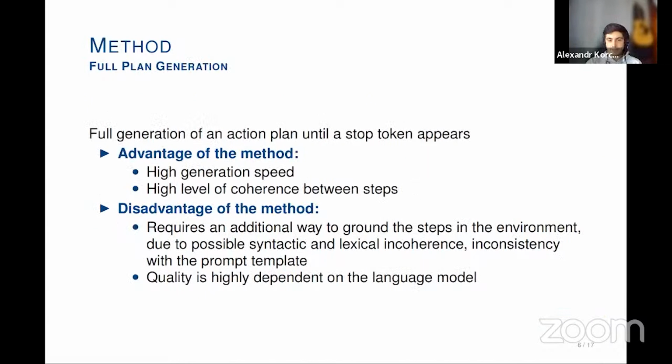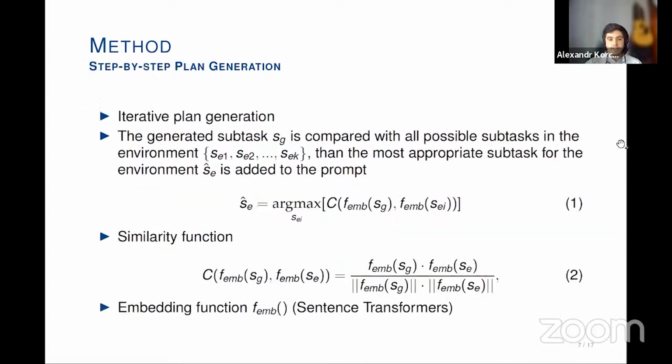To generate a plan, a language model uses an input sequence and generates a corresponding output sequence. However, matching the generated commands with available actions in the environment can be challenging due to issues like using synonyms, incorrect phrasing, lack of structure, and logical connections between actions. Iterative step-by-step plan generation involves comparing subtasks available in the environment with those generated at each step, selecting the closest match. This is done using an embedding function and cosine distance to obtain subtask embeddings.